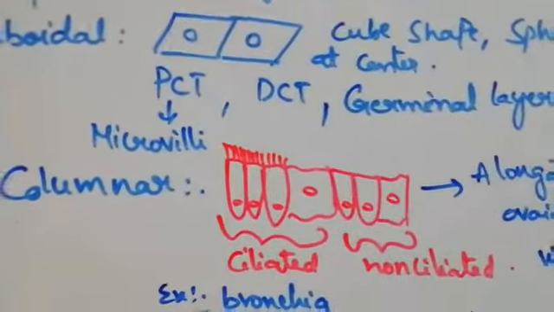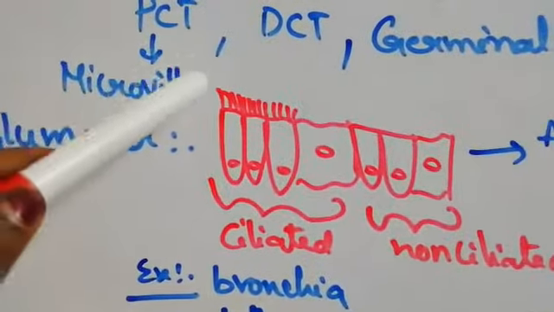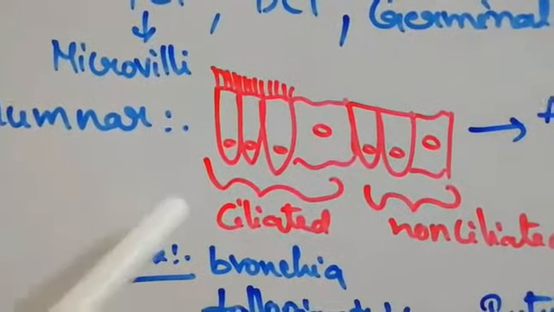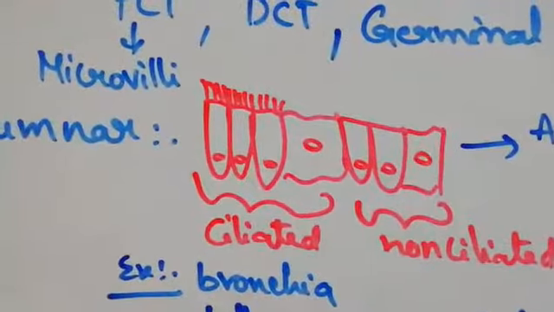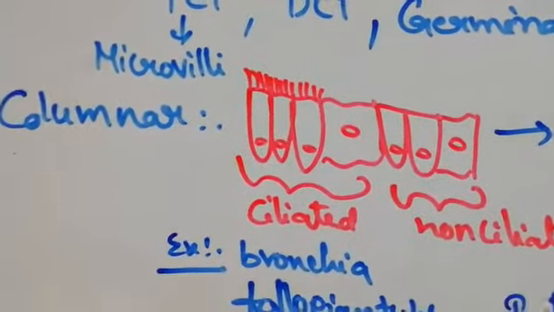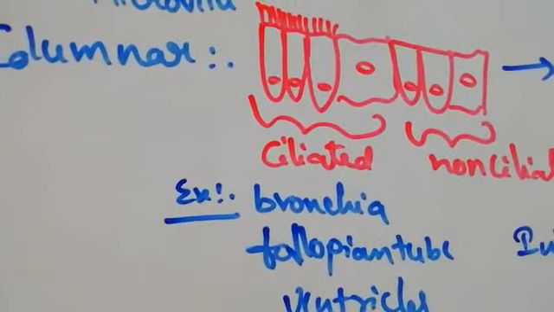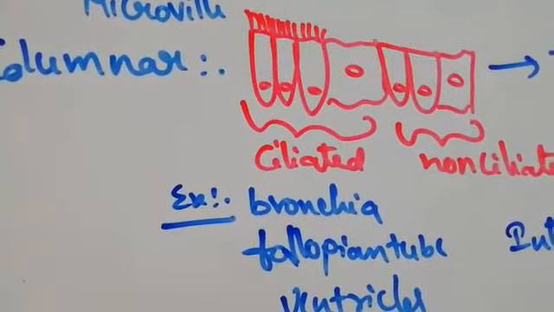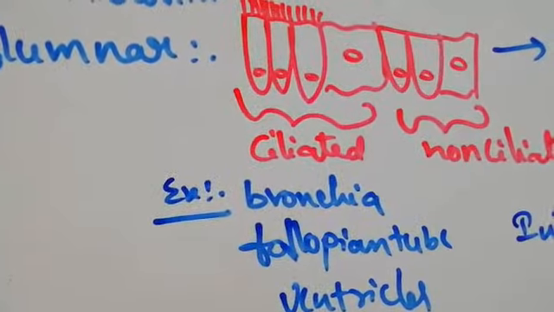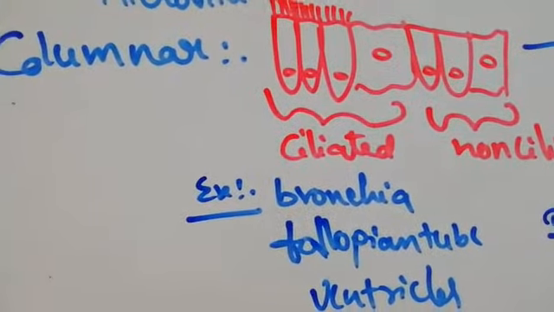Columnar is again divided into ciliated and non-ciliated. If the hair-like structure, cilia, is present, we call it ciliated. In non-ciliated, cilia is absent. Now come to the ciliated. They are located in the bronchi. So why are they located in bronchi? To remove the foreign particles present in the air that we inhale.